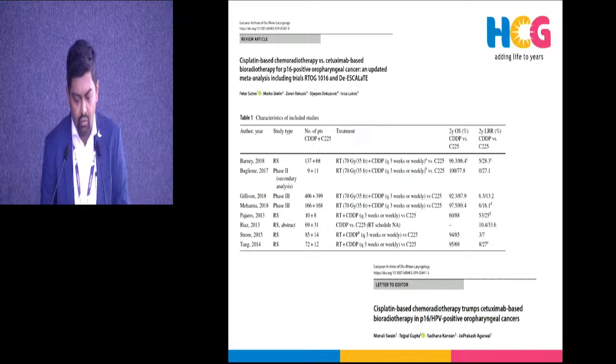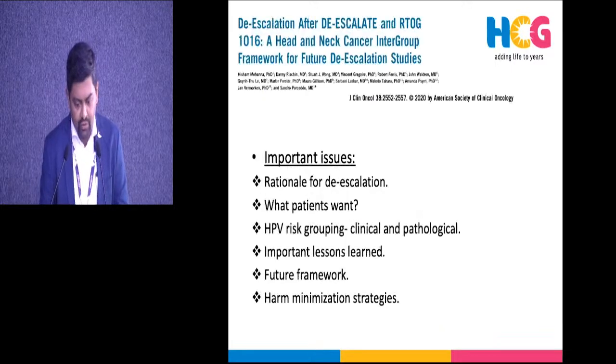All were, in fact, after this meta-analysis, proven, and we all know the data is out, that the standard treatment by cisplatin-based chemoradiation remains the standard of care as of now, even in the low risk cohort of the HPV P16 positive. Replacing cisplatin also had poorer outcomes. So then what next in P16 positive beyond this de-escalation and the RTOG 1016? These questions came up from that.